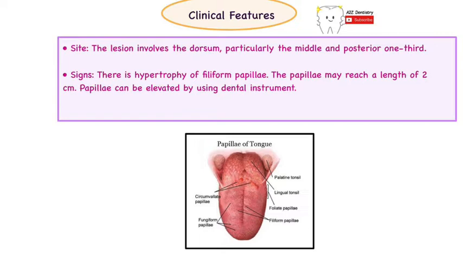Second point here is the various signs, right? So there is obviously hypertrophy of the filiform papillae, and these papillae may reach a length of approximately 2 cm, right? And in some cases one can easily elevate these papillae with the help of any dental instrument. Now, as I have already told you, these filiform papillae basically resemble strands of hair. Now, one can easily catch hold of hair. Likewise, with any dental instrument, we can easily move these structures, right?